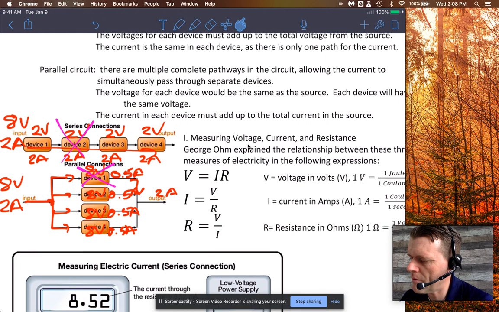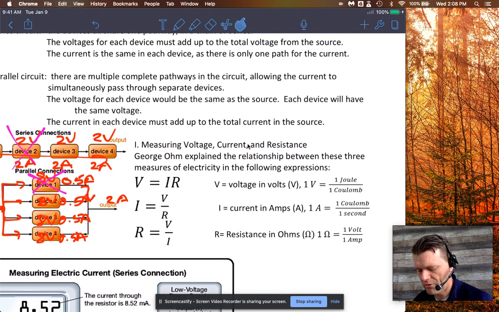Now, if you don't remember the relationship between voltage, current, and resistance, here it is. George Ohm was the one who explained that relationship. Essentially, he said that as long as the temperature stays the same, the resistance in a circuit should stay the same. The resistance can come from resistors, often it's just the metals used in the circuit themselves. Resistance is a measure of how hard it is for the current to flow through the circuit.